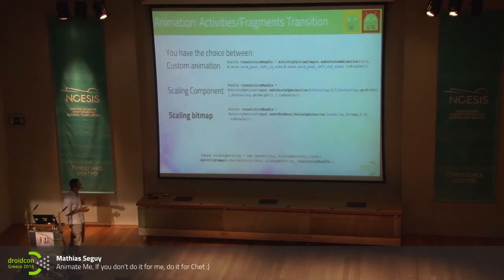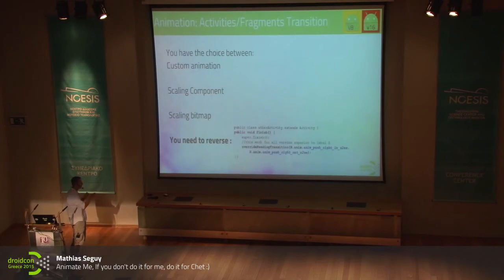And if you do that, don't forget that you need to reverse. So in my other activity, I need to override the finish method to call overridePendingTransition and give the transition to go back. So if you are zooming or unzooming, you need to tell the other activity where it has to zoom back, so the coordinates of the zoom back.